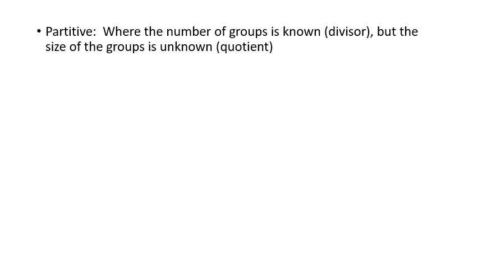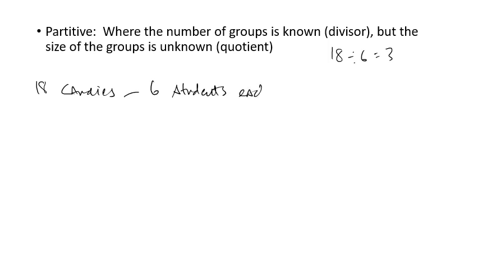Now the second model is called the partitive model. And this is where the confusion can sometimes lie, because it's the same idea, but it's switched. So now we have the number of groups is known, but the size of the group is unknown. So let's take 18 divided by 6 equals 3 again. And so now let's say we have 18 candies. And then we have 6 students. Each get an equal amount of candy.